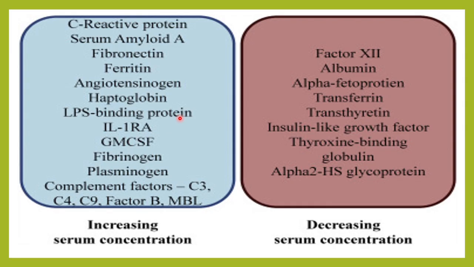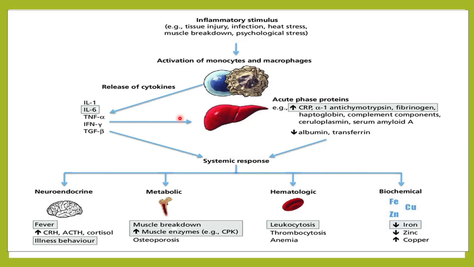So what happens during an inflammation? Whenever there is any kind of inflammatory stimulus, there could be a tissue injury, an accident, a bacterial infection, a lung infection, pneumonia, heat stress, muscle breakdown, or psychological stress. Whatever the inflammatory stimulus, the body sends its first line of agents, the monocytes and macrophages. They release cytokines like interleukin 1 and interleukin 6.